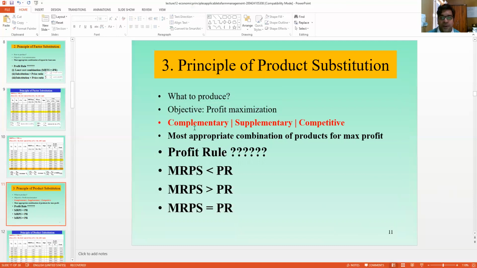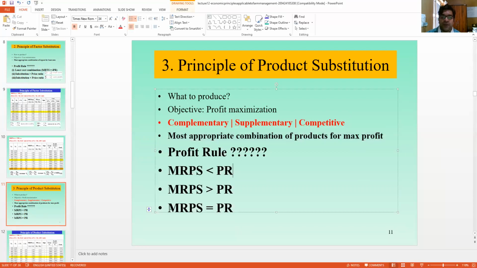Here we have different relationships, which I already covered. We have complementary, supplementary, and competitive types of relationship between products. Two products can be complementary, two products can be supplementary, and two products can be competitive. Give some examples. Then we have to select the most appropriate combination for maximum profit, right?